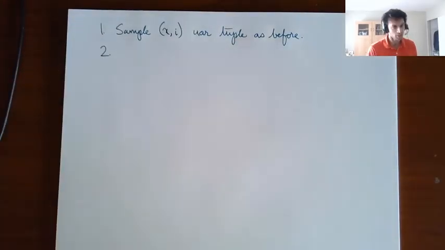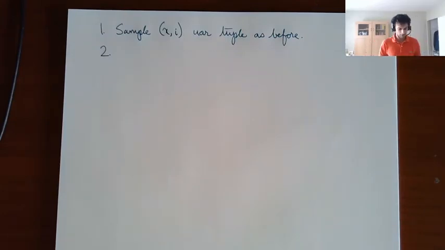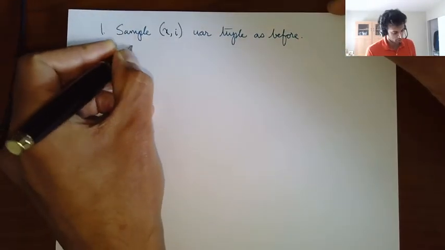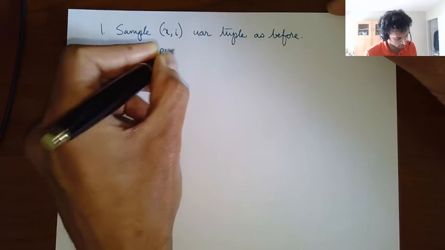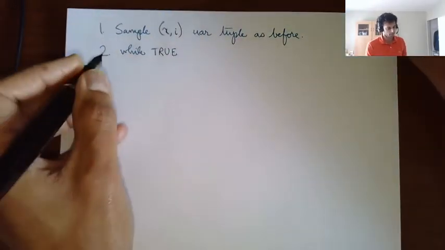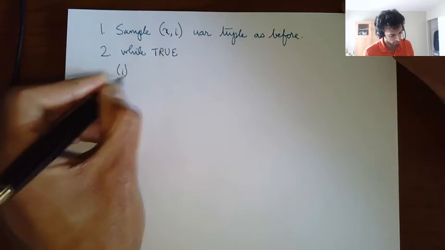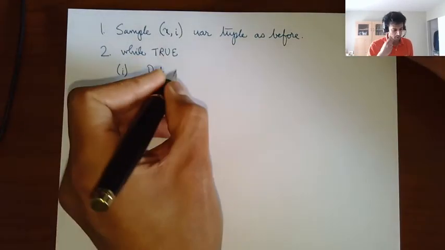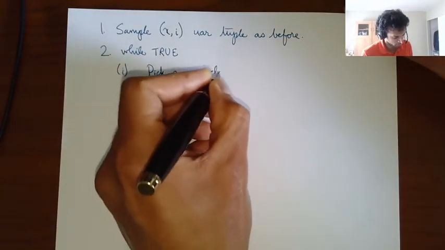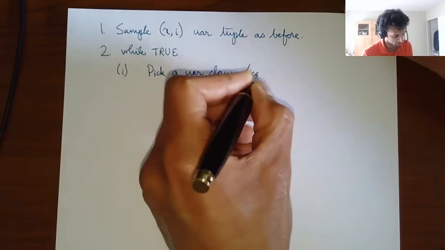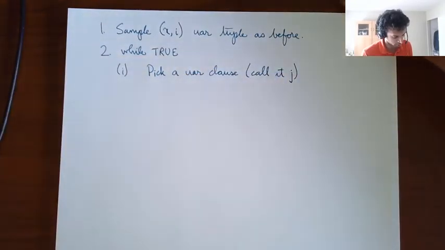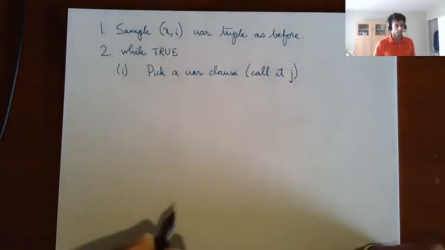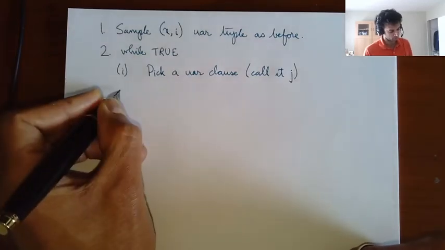And now what I'm going to do is I'll run an infinite loop. So I'll just say while true. Run an infinite loop and do the following. So I'll pick a uniform at random clause, call it J.